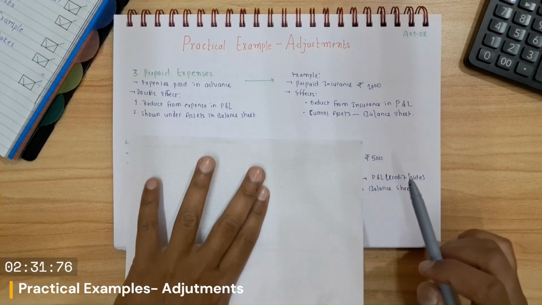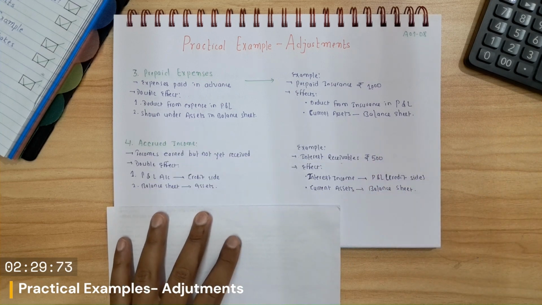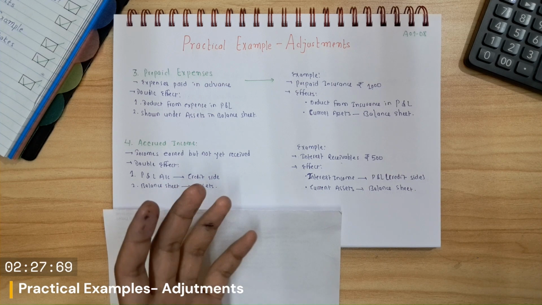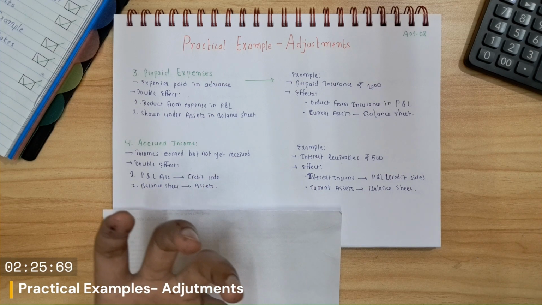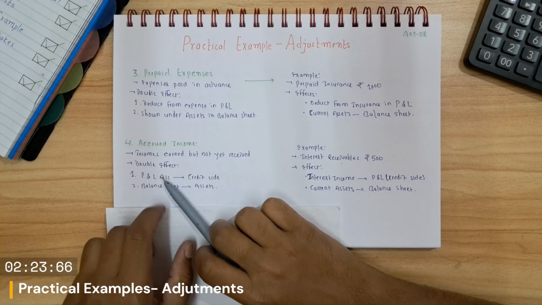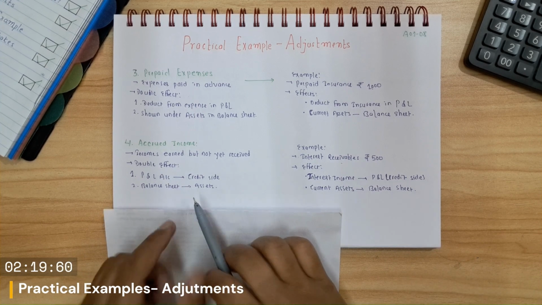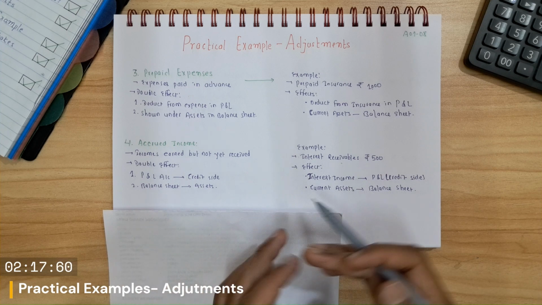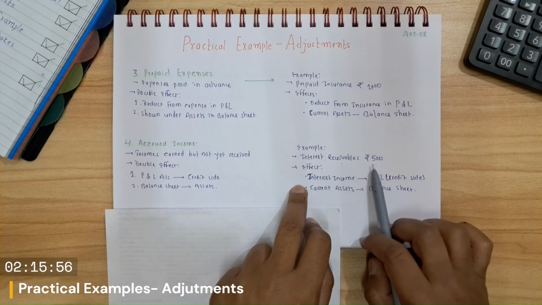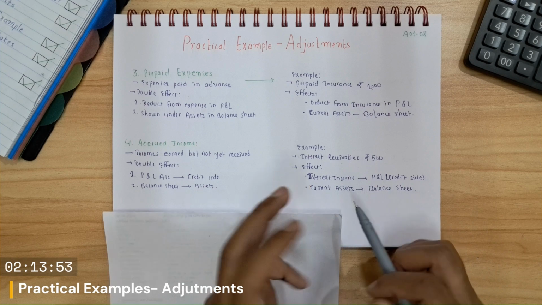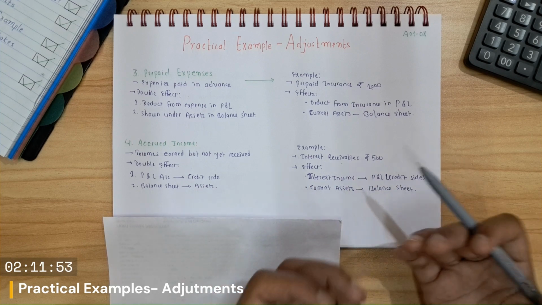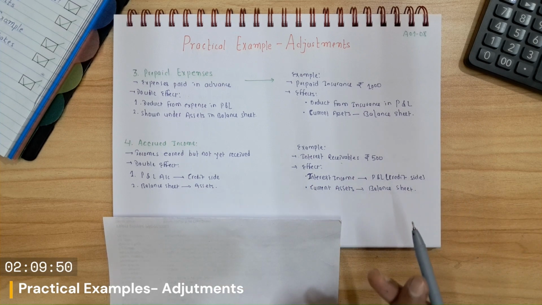Then accrued income, which is income earned but not yet received. The double effect: add to income in the P&L account and show under assets in the balance sheet. Example: interest receivable rupees 500. Add to interest income in the P&L and show rupees 500 under current assets of the balance sheet.